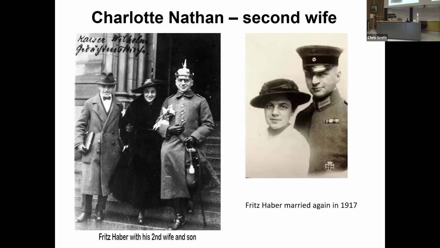Nonetheless, he marries again. So two years later, he marries Charlotte Nathan, and they have two children. Actually, they're twins, as it turns out. And that's about her story, that she eventually ends up in the UK with her children.